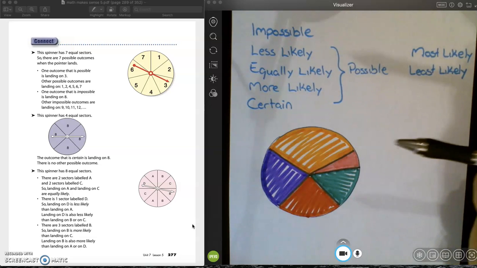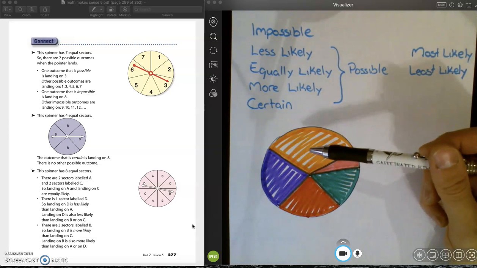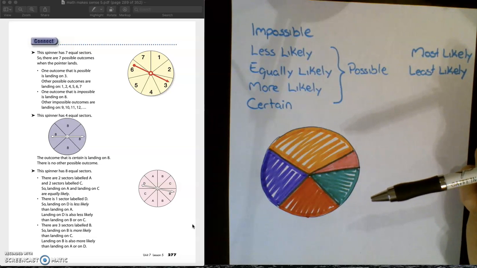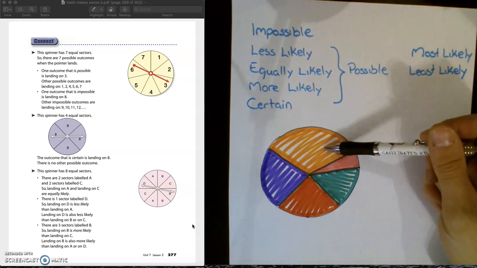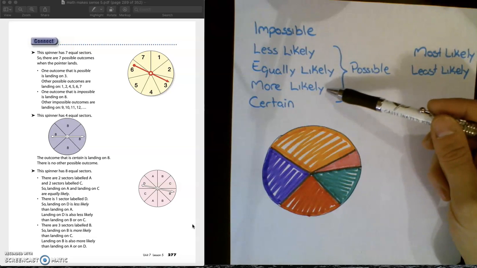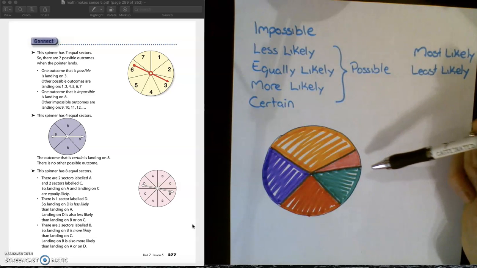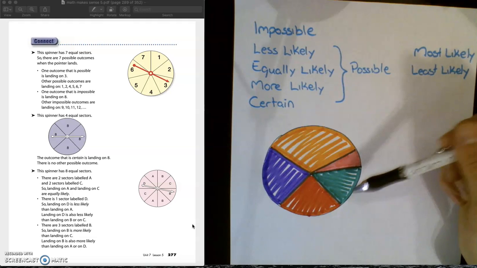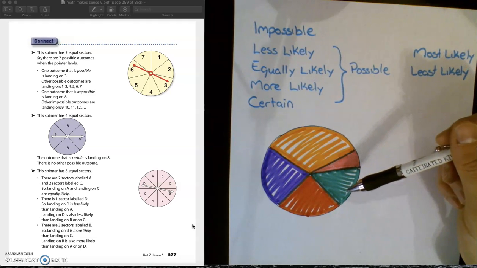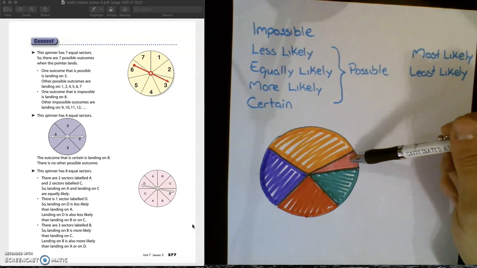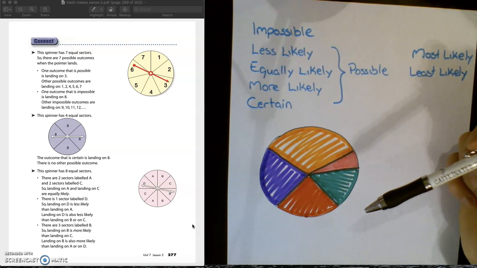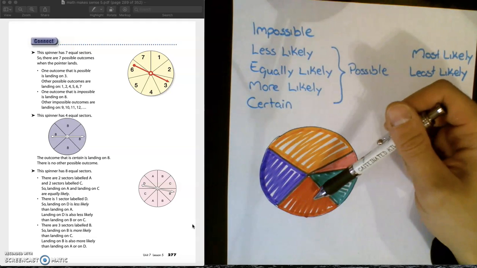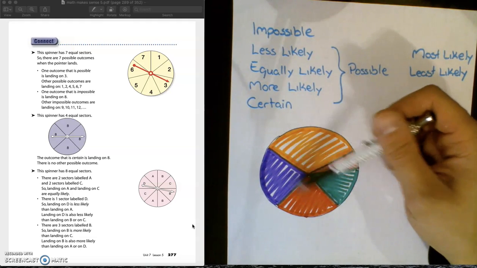So I am more likely to get an orange than I am to get a pink. Right, I have a better chance. I'm more likely to get an orange. Okay, there's that vocab word. I am less likely to get a pink than I am to get a green. Okay, I'm comparing them. I am less likely to get a pink than a green. I am equally likely, okay, so I have the same chance to get a purple or a red.